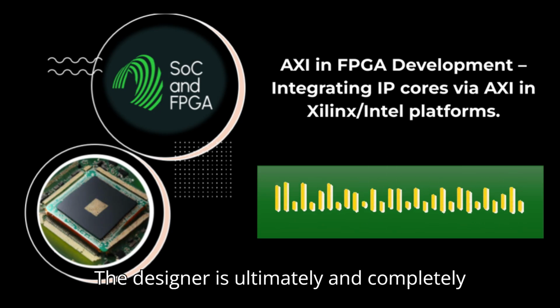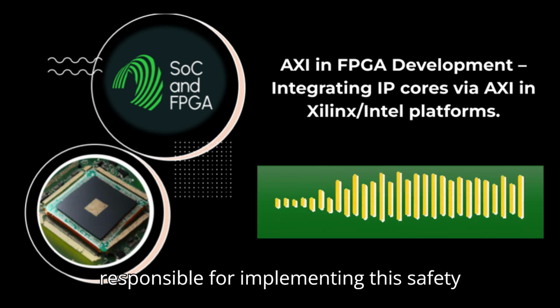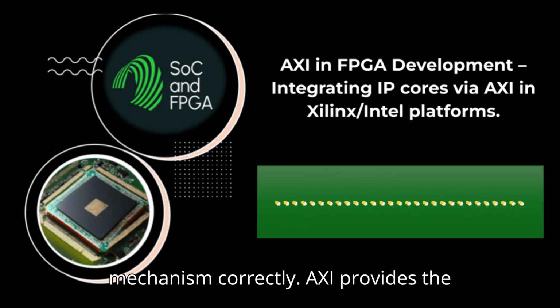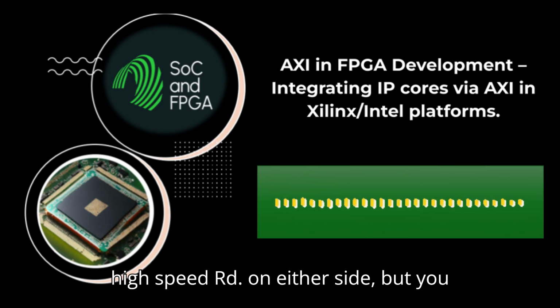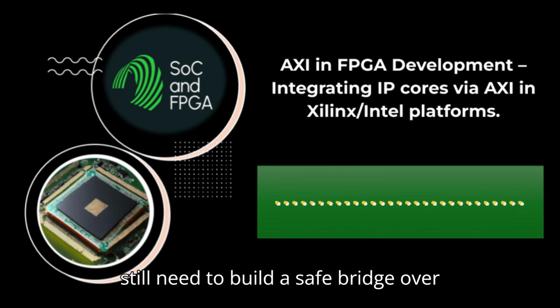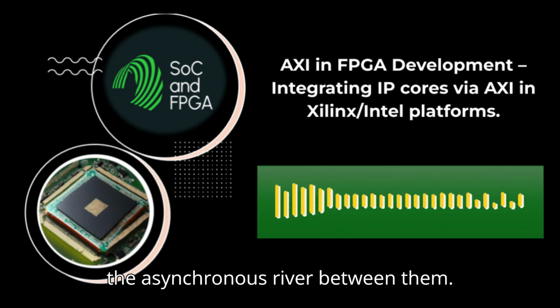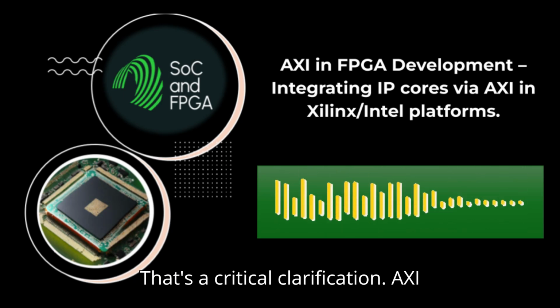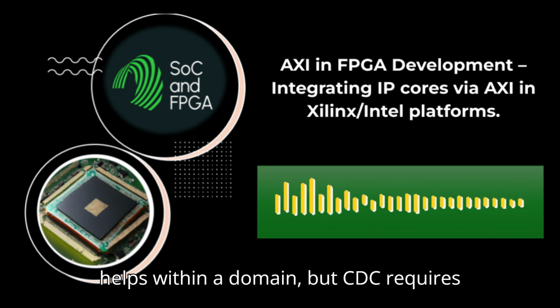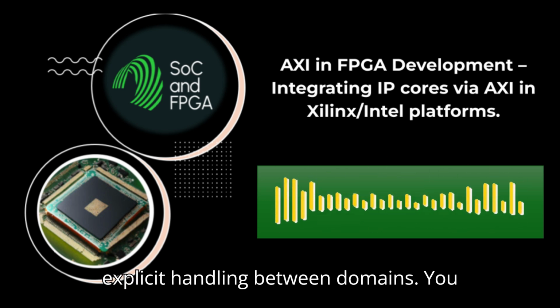The designer is ultimately and completely responsible for implementing this safety mechanism correctly. AXI provides the high-speed road on either side, but you still need to build a safe bridge over the asynchronous river between them. That's a critical clarification. AXI helps within a domain, but CDC requires explicit handling between domains.